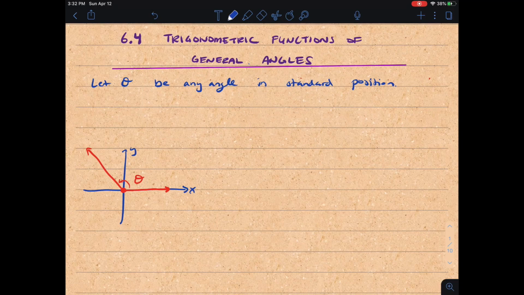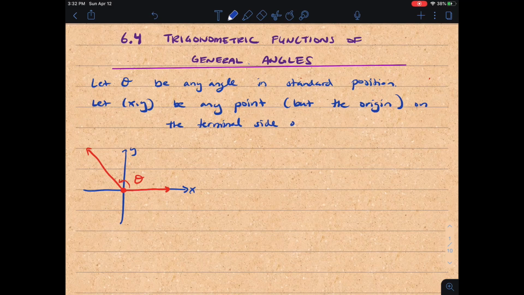And then we're going to define an arbitrary point x, y to be a point that lies on the terminal side of theta. One thing to know about this point is that it cannot be the origin. And it's going to lie on the terminal side of theta. And so going back to my picture here, let me take this random point here. This would be x comma y, my origin, which is 0 comma 0.